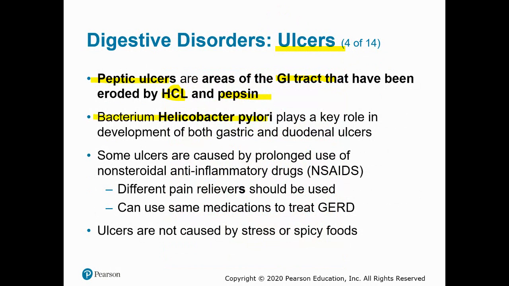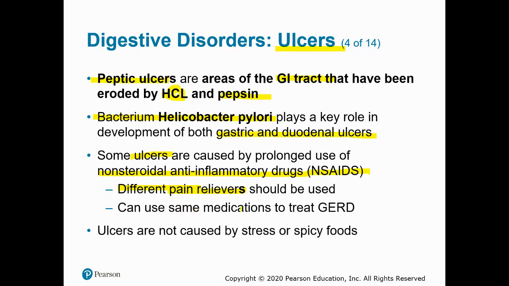There's also a bacteria that can cause this, which is H. pylori or Helicobacter pylori. It can play a role in both gastric and duodenal ulcers. Ulcers can also be caused by prolonged use of NSAIDs or non-steroidal anti-inflammatory drugs. So just be aware of if you've been using an NSAID for too long and maybe switch to a different pain reliever that isn't an NSAID. And also some medications.